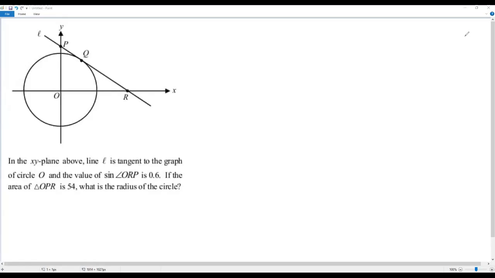Here we have a SAT math problem. Okay, let's cover the question. In the xy plane above, line L is tangent to the graph of circle O and the value of sine angle ORP is 0.6. If the area of triangle OPR is 54, what is the radius of the circle?